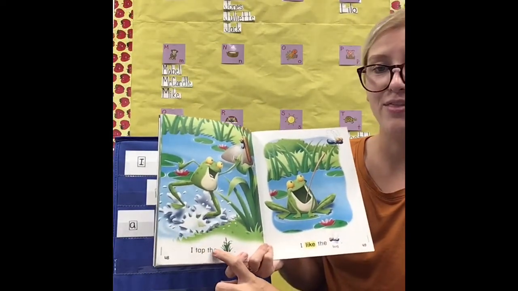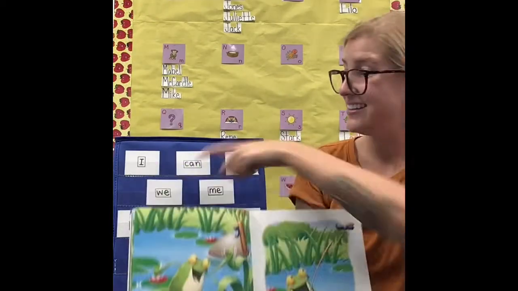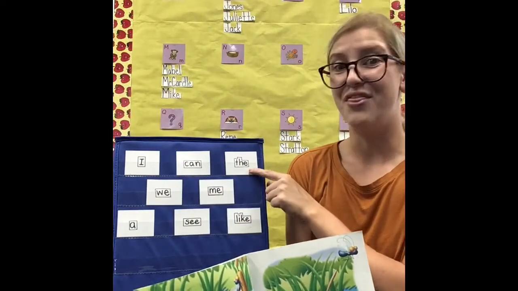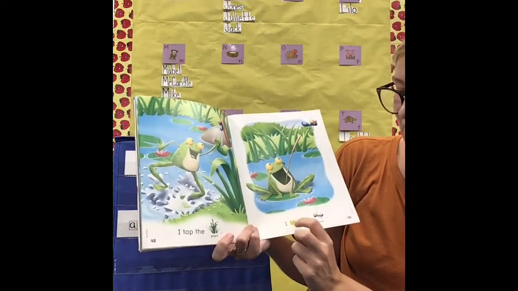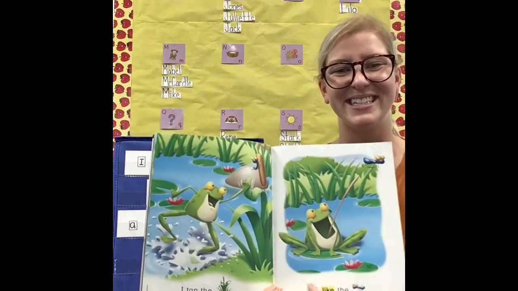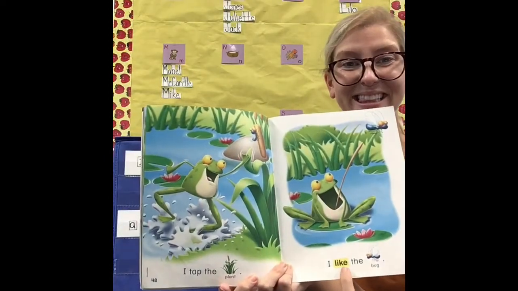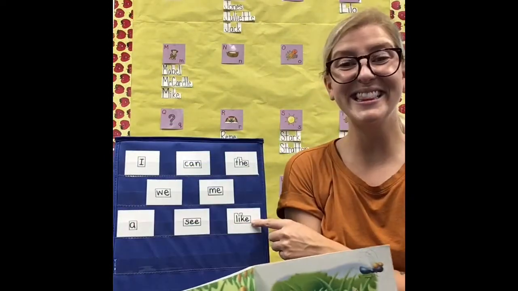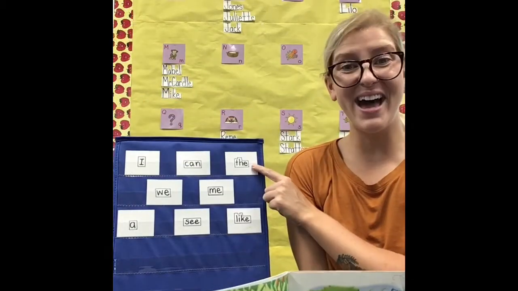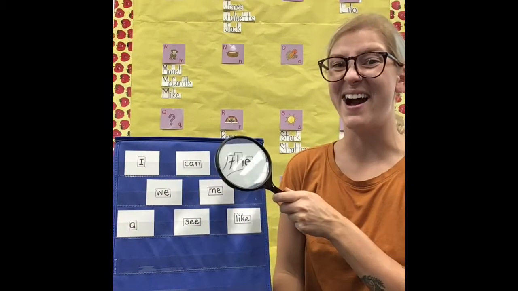I tap the plant. I heard I, and the. I like the bug. I heard more sight words in that sentence. I, like, the. Thank you for keeping your eyes and ears open so that we could find our sight words.